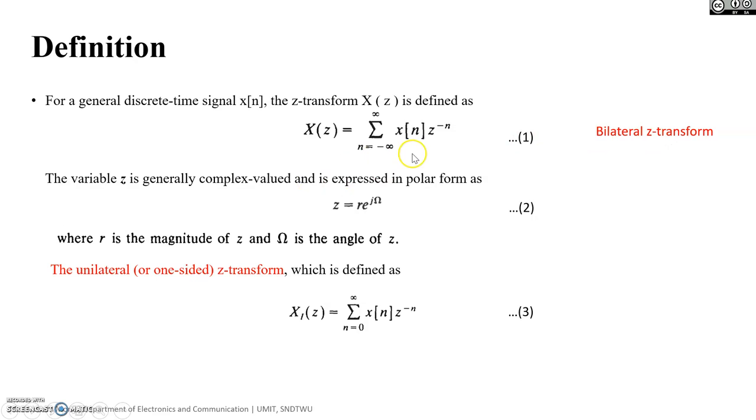Here Z is a complex valued variable and it can be expressed in polar form as r into e raised to j omega, where r is the magnitude of Z and omega represents the angle of Z. We also have the unilateral Z transform, which is defined as the summation of x of n into z raised to minus n, where n takes the value from 0 to infinity.